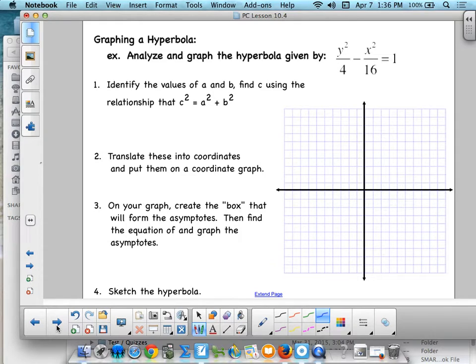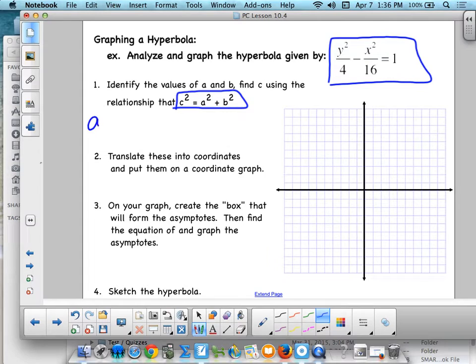Now, let's actually start the problem. Okay? Here we go. Let's analyze and graph the hyperbola given here. Y squared over 4 minus x squared over 16 equals 1. Identify the values of a, b, c using the relationship c squared equals a squared plus b squared.